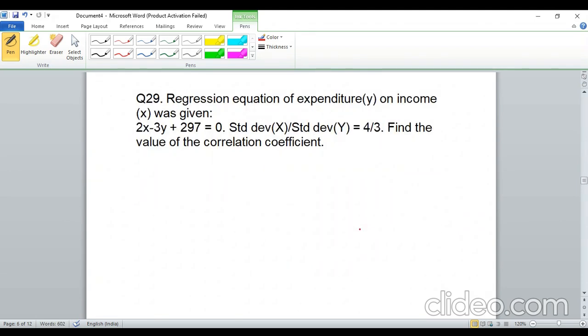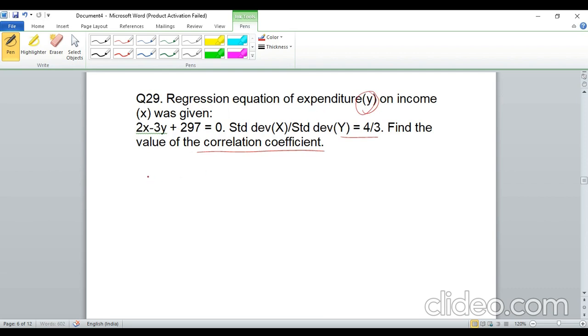Okay, next question now, question number 29. Here a regression equation was given of expenditure on income, and it was something like this: 2x minus 3y plus 297 is equal to 0. And then further, sigma x by sigma y was given as 4 by 3. Then it was asked to find the value of the correlation coefficient. So again, not a very difficult question. So how can we do this? Firstly, we should express y in terms of x, because the regression equation was expenditure on income, so it was y on x.